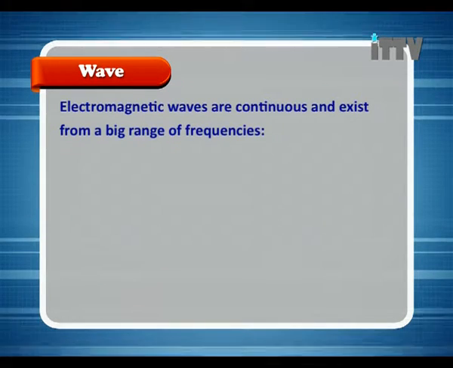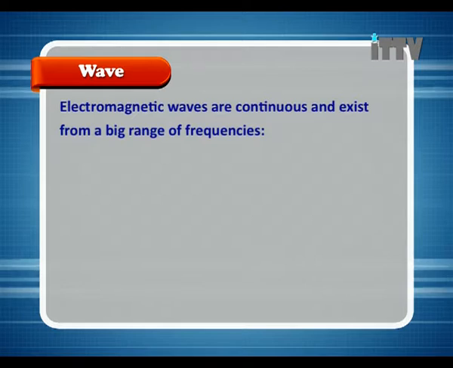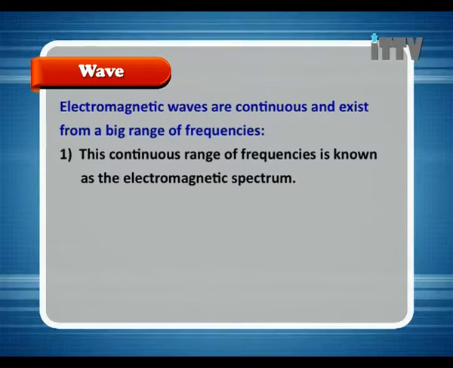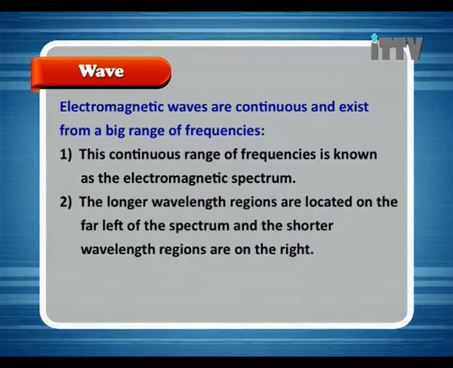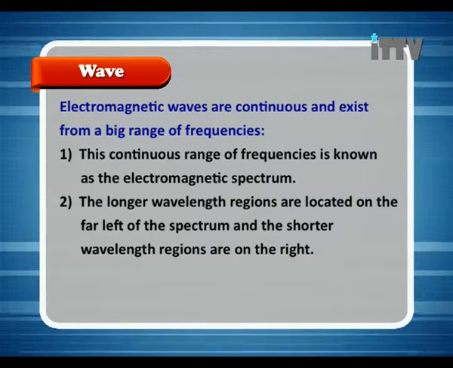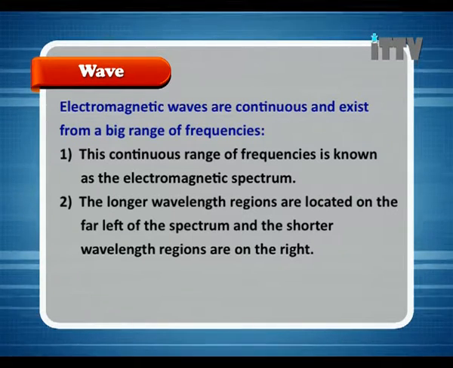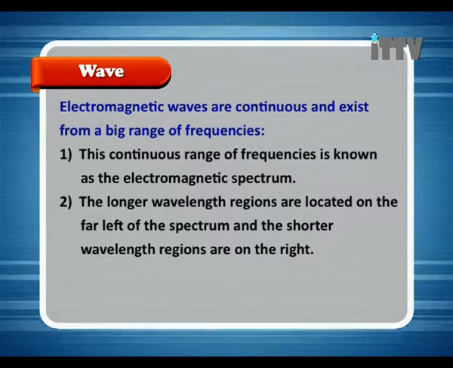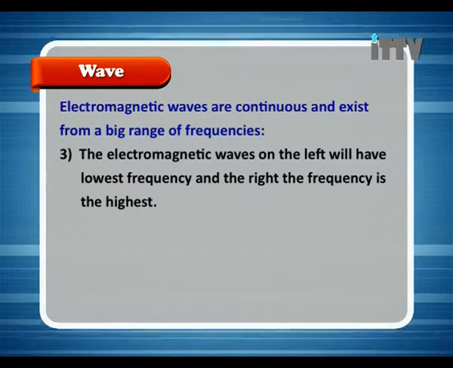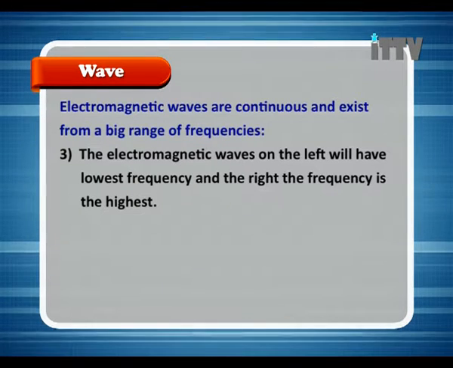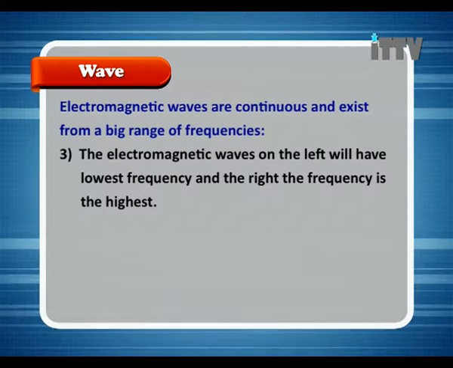Electromagnetic waves are continuous and exist over a big range of frequencies. This continuous range of frequencies is known as the electromagnetic spectrum. The longer wavelength regions are located on the far left of the spectrum, and the shorter wavelength regions are on the right. The electromagnetic waves on the left will have the lowest frequency, and on the right, the frequency is the highest. So this is our electromagnetic spectrum. We have 7 electromagnetic waves that we need to know.